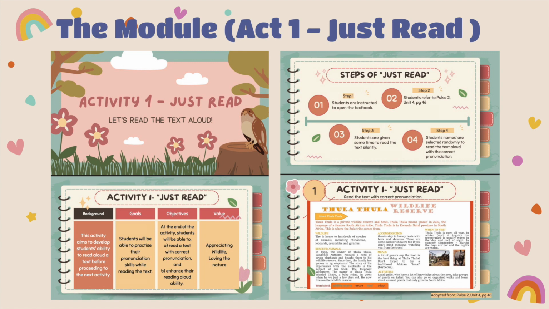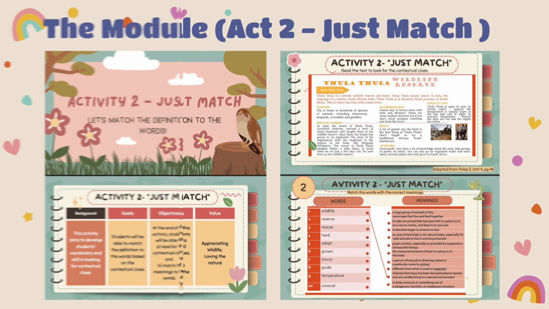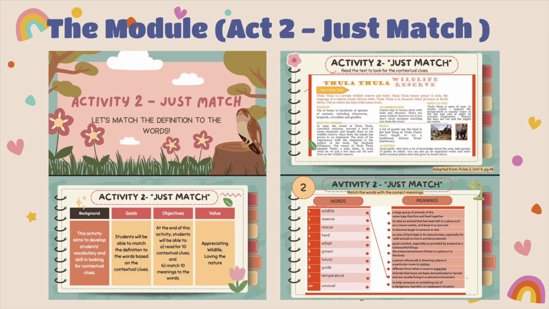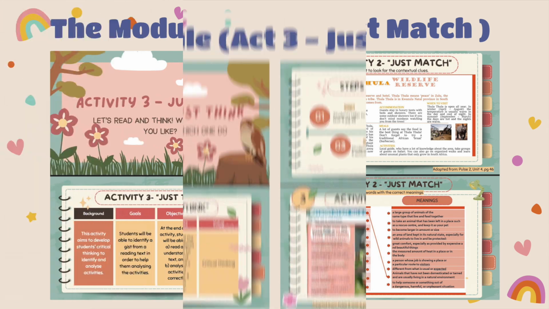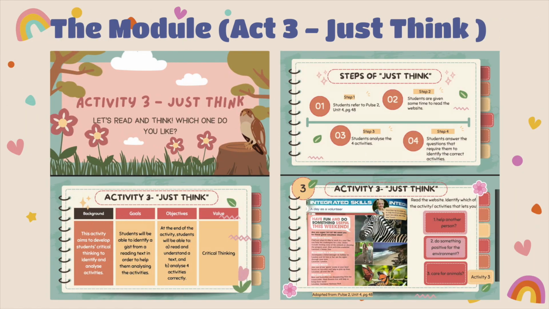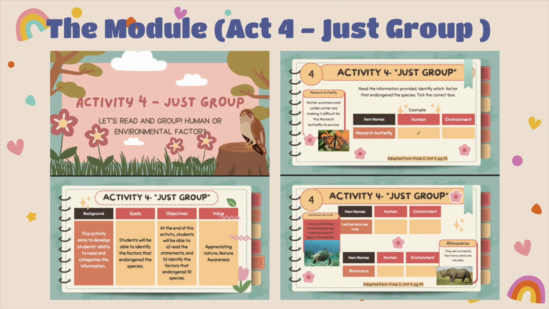This is activity 1, Just Read. In this activity, students will be able to practice their pronunciation skills and enhance their reading aloud ability. This is activity 2, Just Match. In this activity, students will be able to match the definition to the correct words based on the contextual clues. This is activity 3, Just Think. In this activity, students will be able to read and identify the main idea from the text and analyze the activities correctly.